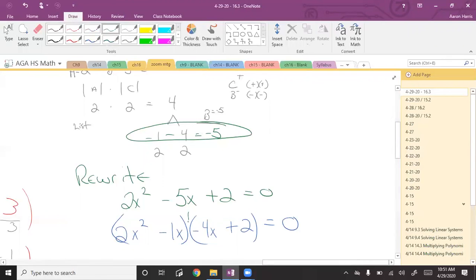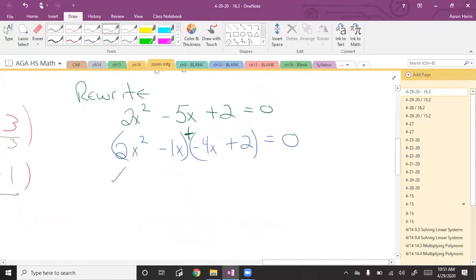A plus sign. Don't forget that. Plus sign. And now I just got to what? I got to factor this side. I got to factor this side. And then I'll add them back together.